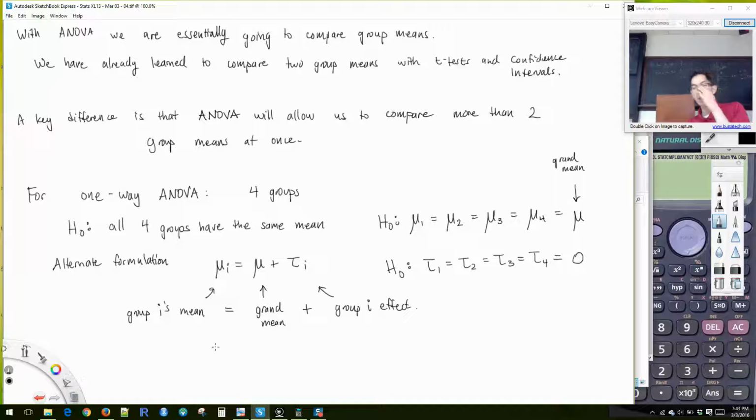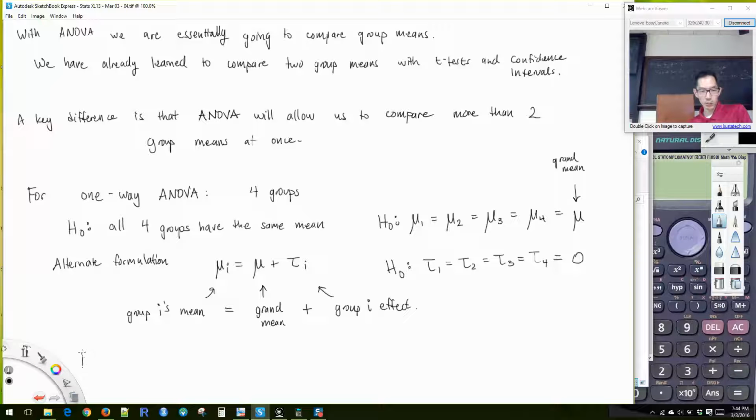It's just different notation. If you ever take stats in the future, you might encounter either notation. I'd say this is probably easier to understand, but this is probably more common in the literature, to have group effects. But can we see how these two are essentially saying the same thing? All we're saying is that mu sub i would be the grand mean plus some group effect of tau sub i.